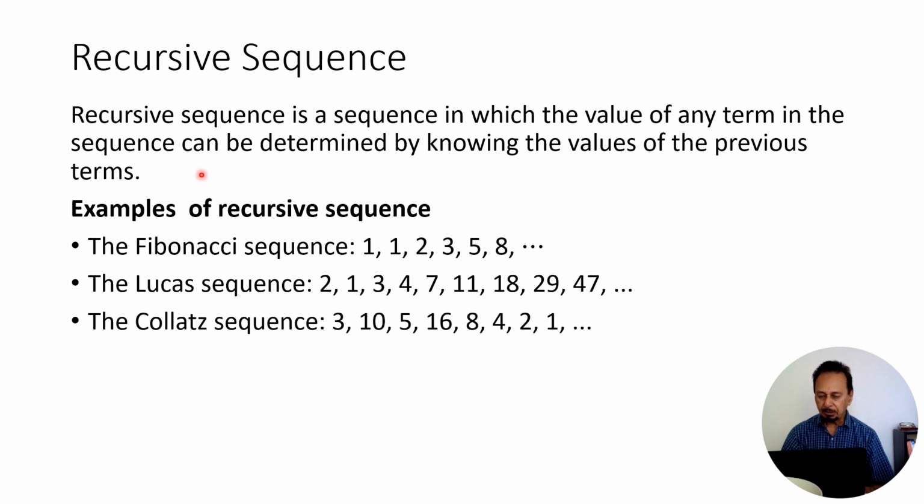What is a recursive sequence? Well, a recursive sequence is a sequence in which the value of any term can be determined by knowing the values of the previous terms. Here are examples of recursive sequences. The Fibonacci sequence: 1, 1, 2, 3, 5, 8. The first two terms are the same, but the third term is the sum of the previous two terms. Like 3 is the sum of the previous two terms, and 5 is the sum of the previous two terms. Here's another, the Lucas sequence: 2, 1, 3, 4, 7, and so on. There's another sequence called the Collatz sequence: 3, 10, 5, 16, and so on.